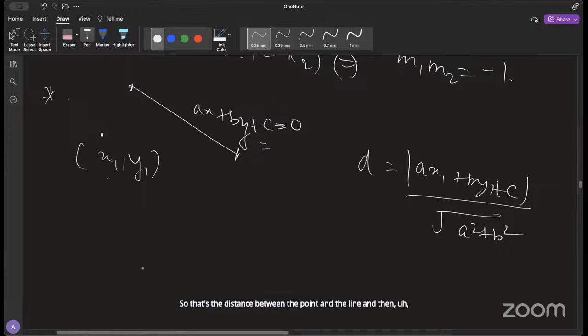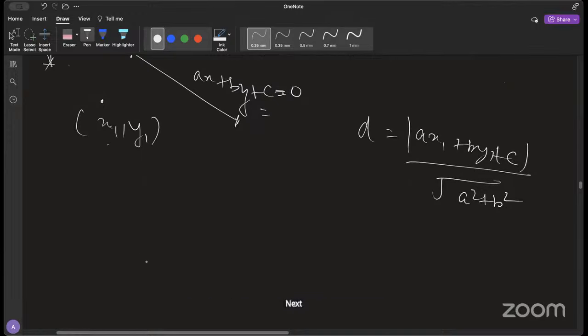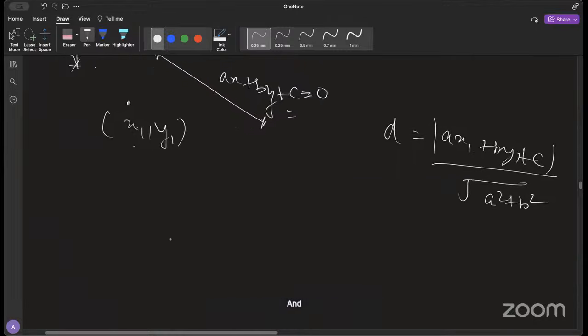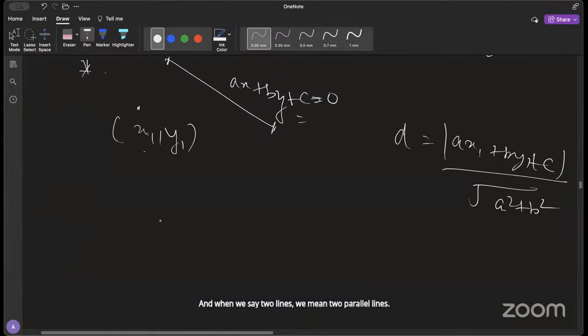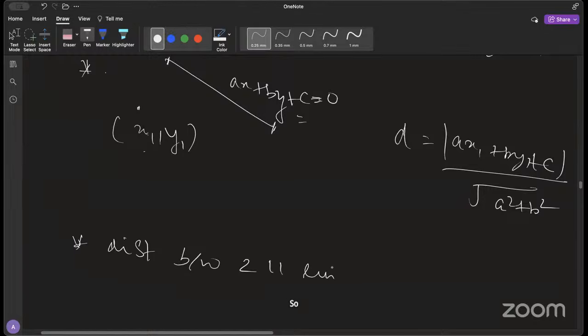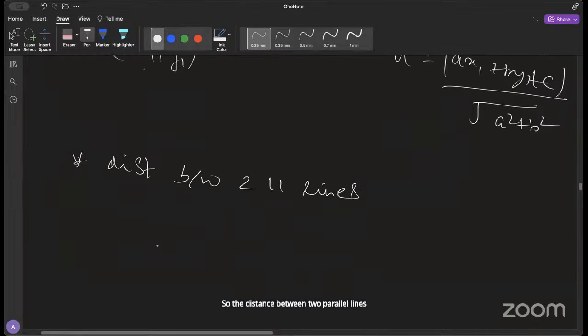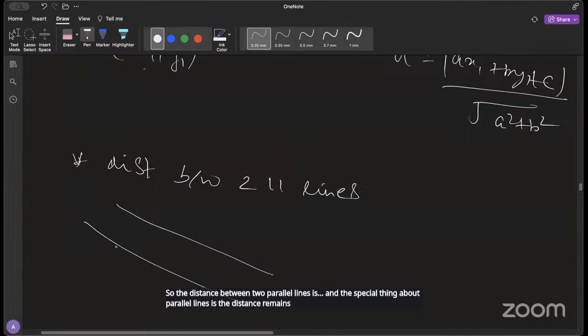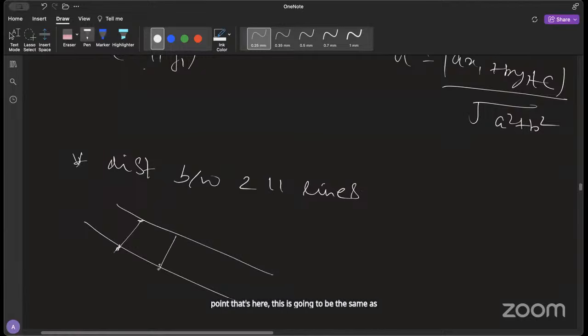And then next up, you have the distance between two lines. When we say two lines, we mean two parallel lines. The special thing about parallel lines is the distance remains the same, right? The distance between this point and the point that's here is going to be the same as this distance here and here, provided that the line you've drawn is perpendicular to both these lines.